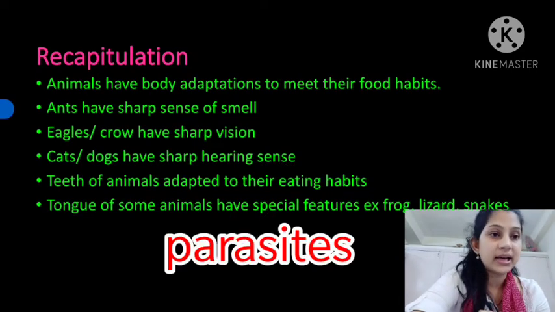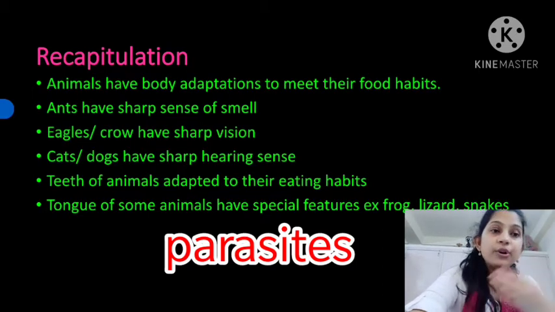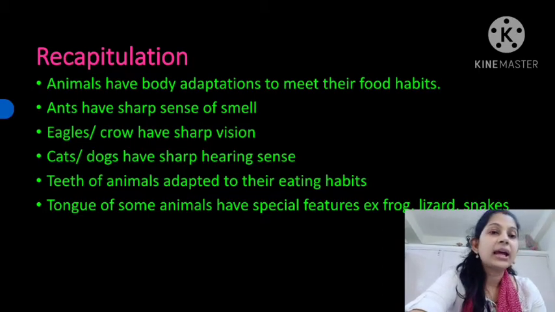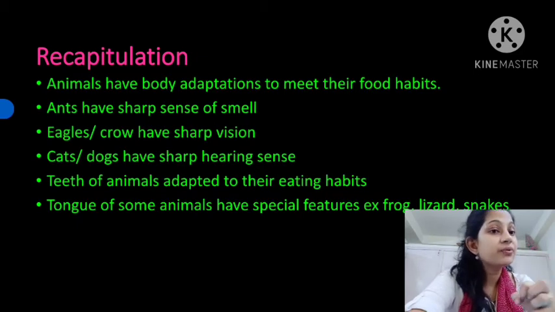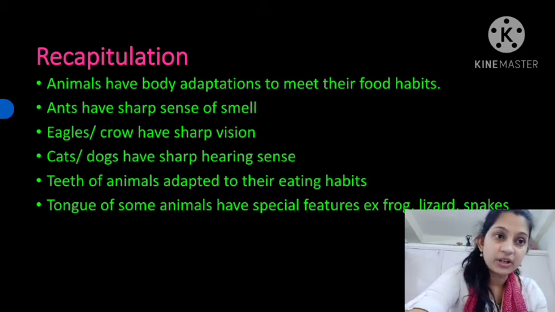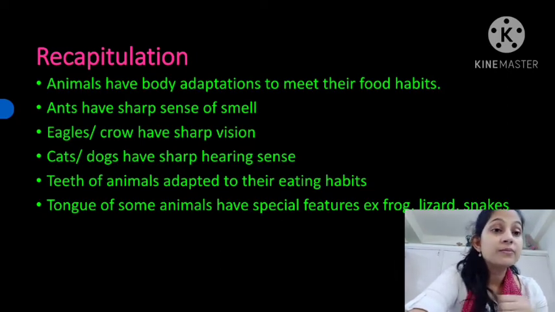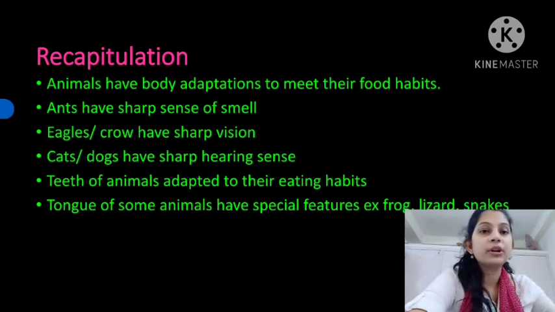Then I told you about one more type which is not mentioned in your book, that is parasites. What are parasites? These organisms live either on our body or inside our body, and they take food and nutrition from the body by sucking their blood. An example I told you about is lice in hair, or worms which generally develop in our stomach. They suck the nutrients and blood from our body only.